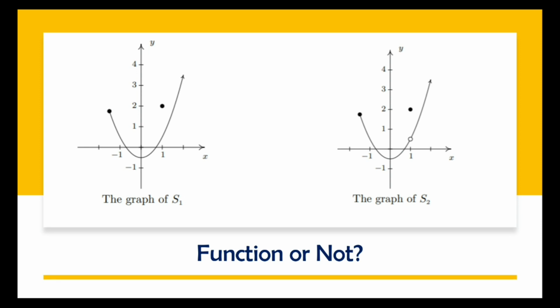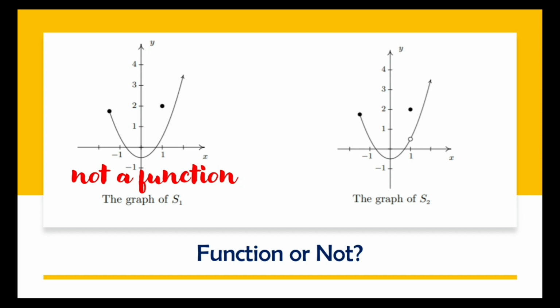Here's another set of graphs, S sub 1 and S sub 2. Let's draw a vertical line on graph S sub 1. If we draw a vertical line here, it intersects the graph twice. Therefore, S sub 1 is not a function.